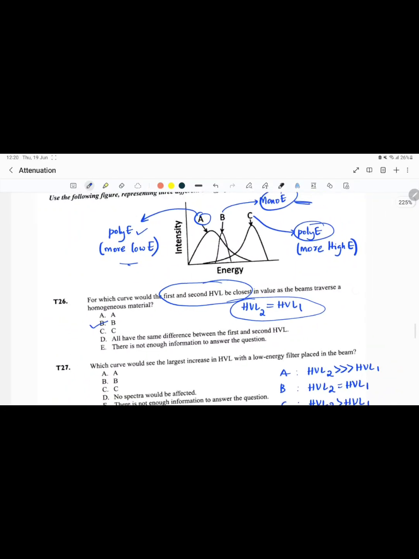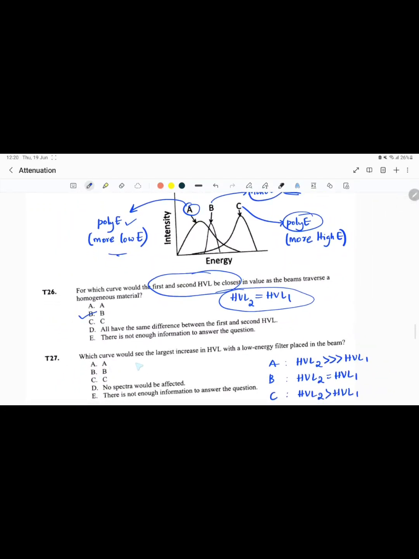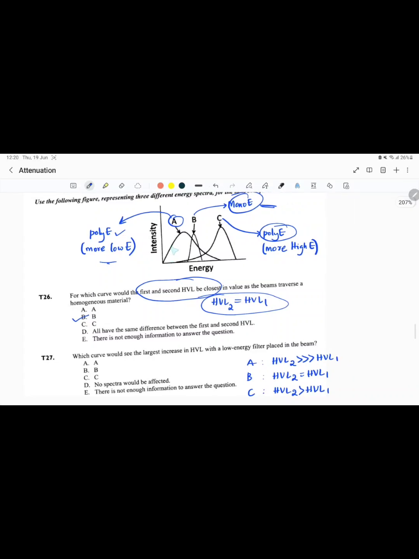For the second question, which curve would see the largest increase in HVL with a low energy filter placed in the beam? For option A, since we have more low energy beams, the second HVL, which is for the higher energy beams, will be much more compared to the HVL1. For curve B, we know it is equal. For curve C, the HVL again will be more, but it won't be the largest increase compared to curve A. So the answer over here is option A.